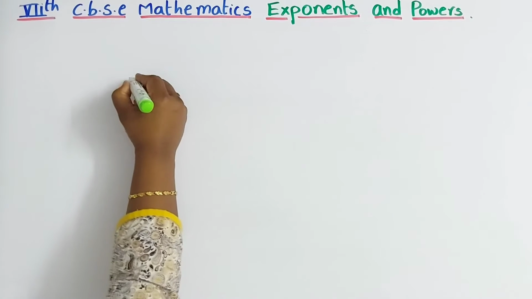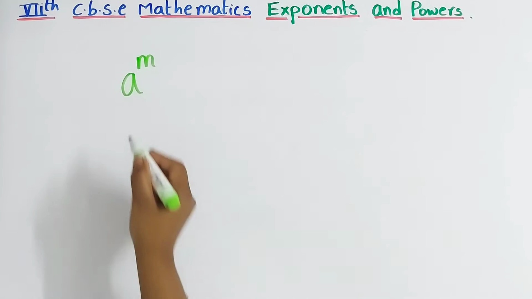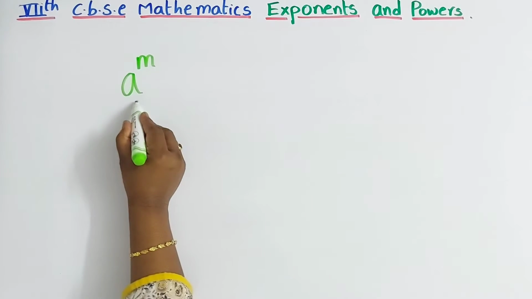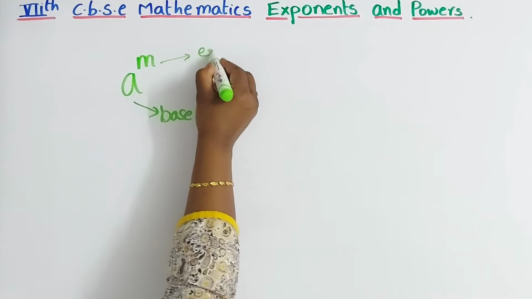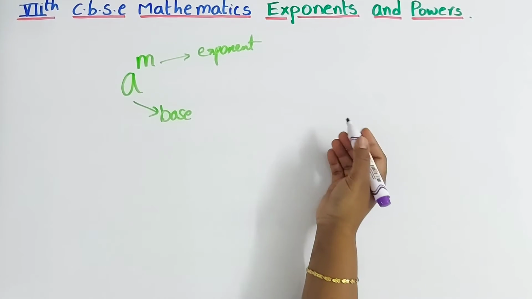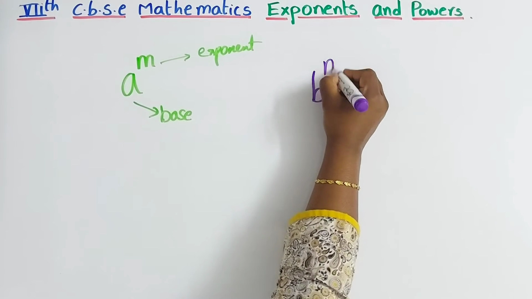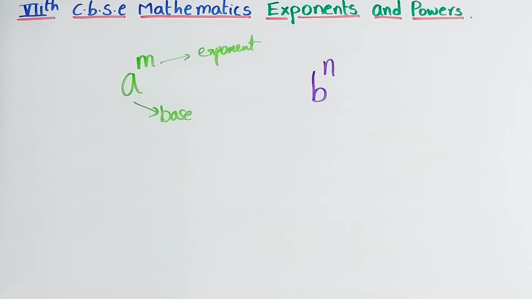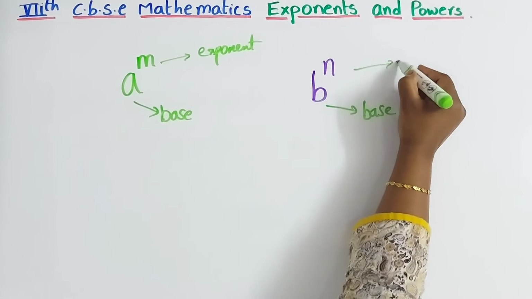This is the general representation of any number in exponential form, children. A raised to the power of m. Here a is base and m is exponent. If you want to represent another number in exponential form, we can take b raised to the power of n. Here b is base and n is exponent.